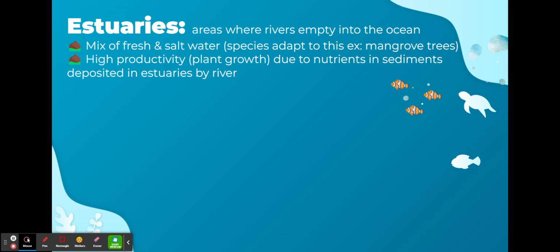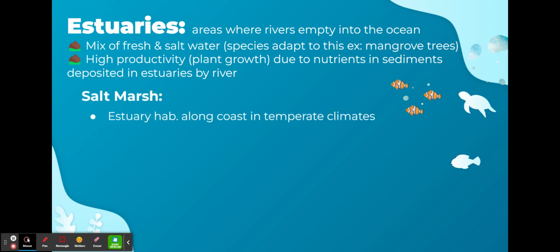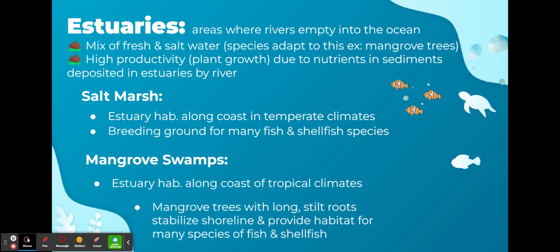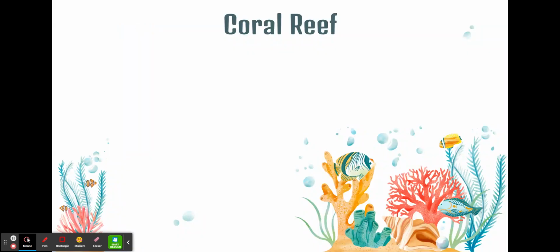Estuaries are a mix of salt and freshwater because they're areas where rivers empty into the ocean. They have high productivity in terms of plant growth due to nutrients and sediments deposited in estuaries by the river. Salt marsh, it's an estuary habitat along the coast in temperate climates, breeding ground for many fish and shellfish species. Mangrove swamps, an estuary habitat along the coast of tropical climates. Mangrove trees with long stilted roots stabilize shoreline and provide habitat for many species of fish and shellfish.